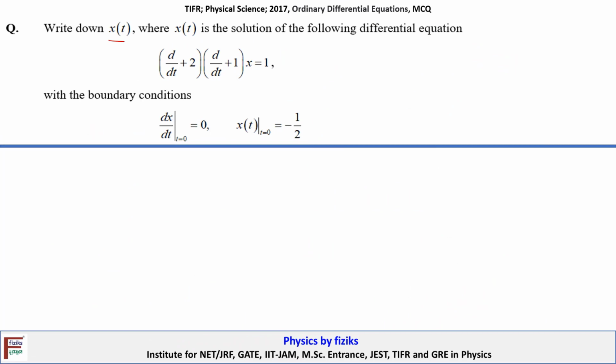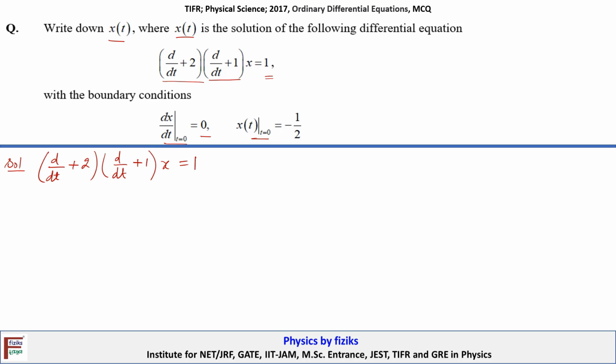Write down x(t), where x(t) is the solution of the following differential equation, given by (d/dt plus 2) into (d/dt plus 1) into x is equal to 1, with the boundary conditions that dx/dt at t is equal to 0 is 0, and x at t is equal to 0 is minus half. Here the differential equation is given in the form of the d/dt operator, and we can write it as (d/dt plus 2) into (d/dt plus 1) into x is equal to 1.